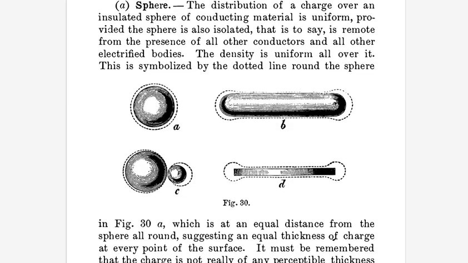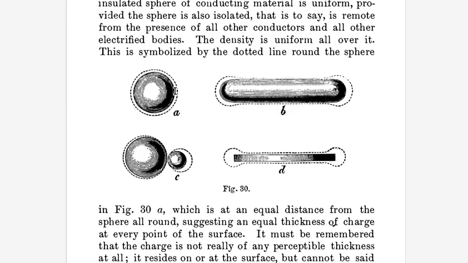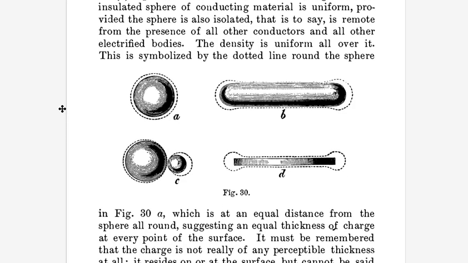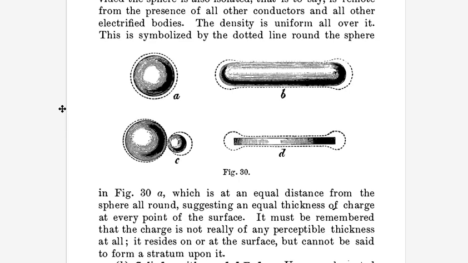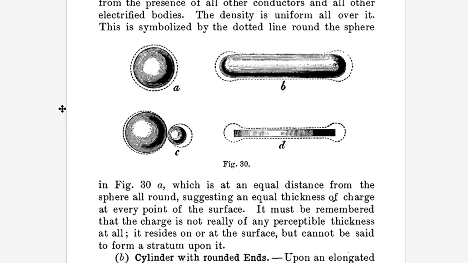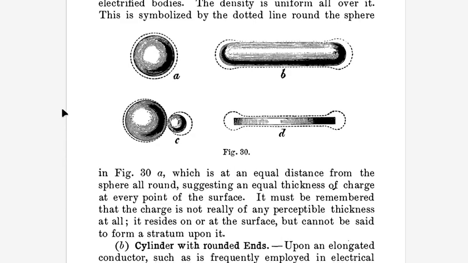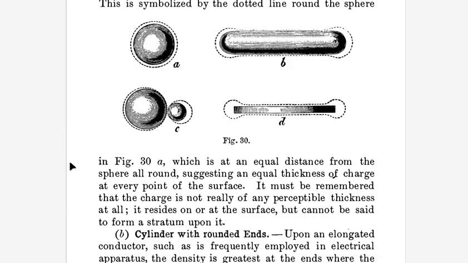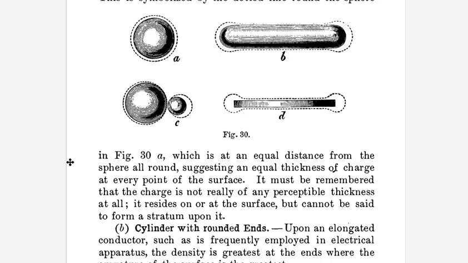Image A, sphere. The distribution of a charge over an insulated sphere of conducting material is uniform, provided the sphere is also isolated, that is to say, is remote from the presence of all other conductors and all other electrified bodies. The density is uniform all over it. This is symbolized by the dotted line round the sphere in figure 30a, which is at an equal distance from the sphere all round, suggesting an equal thickness of charge at every point of the surface. It must be remembered that the charge is not really of any perceptible thickness at all. It resides on or at the surface, but cannot be said to form a stratum upon it.